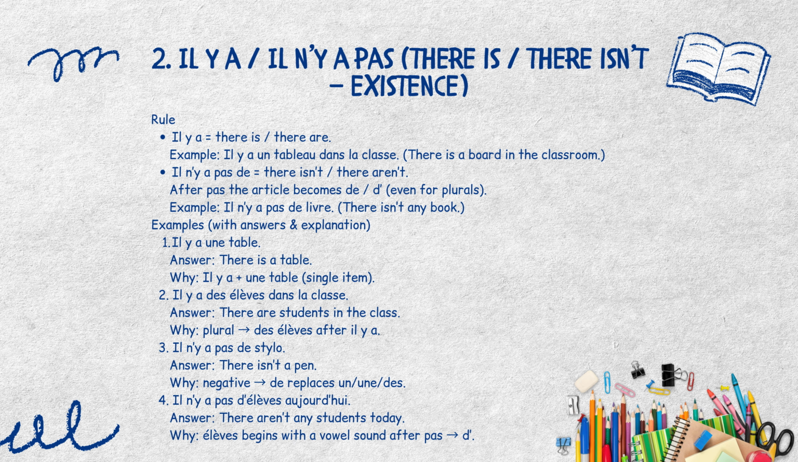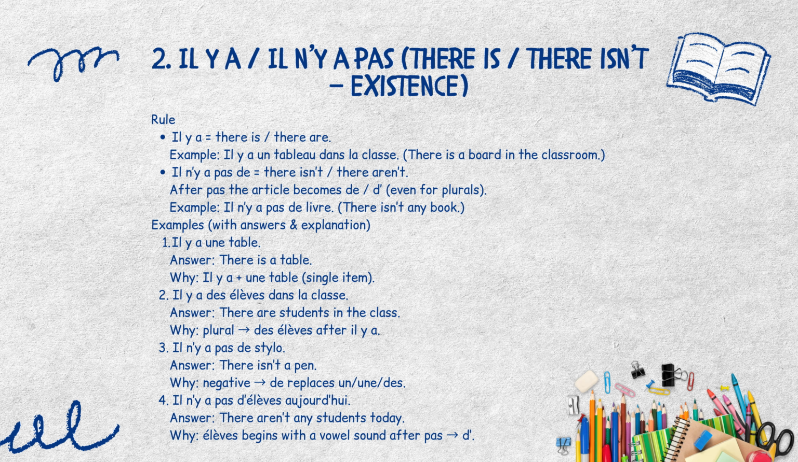For example, there isn't any book. In French, that means il n'y a pas de book. The word de replaces un or des after pas. Let's look at some examples together with explanations. Example 1. Il y a a table. The meaning is there is a table. Why? Because il y a means there is, and we are talking about a single item, one table.